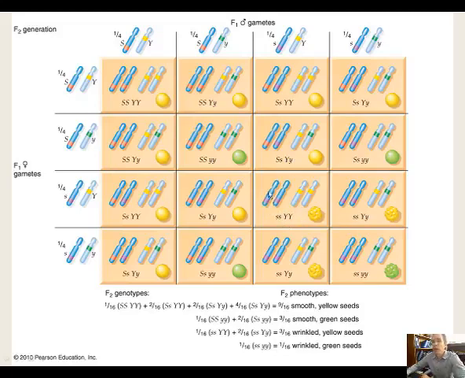The phenotype ratios that Mendel found were 9 to 3 to 3 to 1. Another way to say that is 9/16 of the offspring were smooth and yellow, dominant, dominant. 3/16 were smooth and green, dominant, recessive. 3/16 were recessive, dominant, wrinkled and yellow. But only 1/16 was recessive, recessive, wrinkled and green.